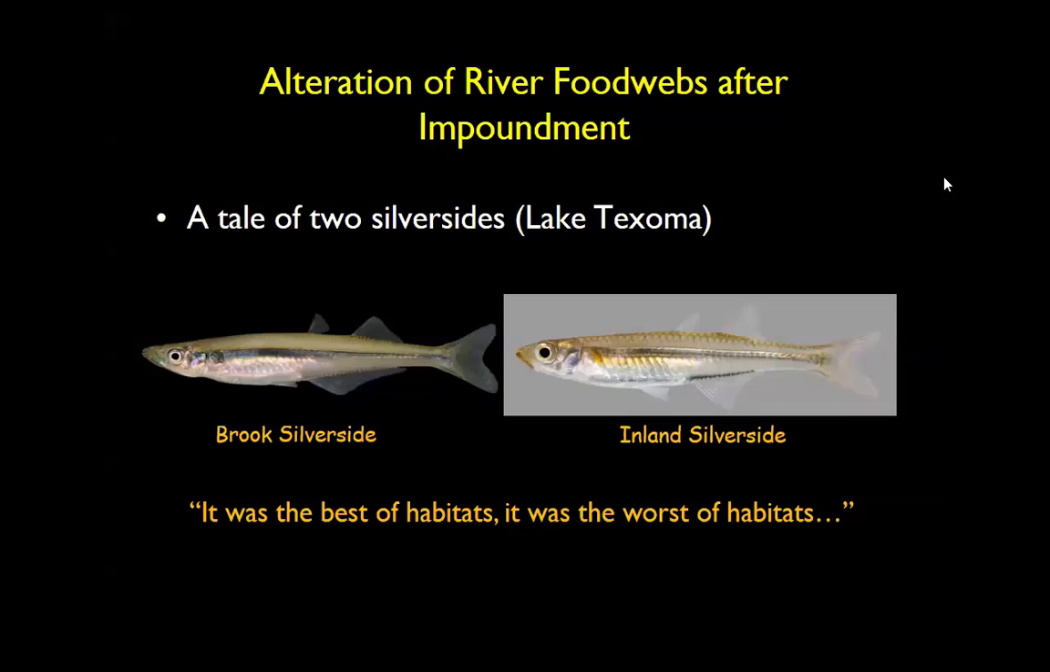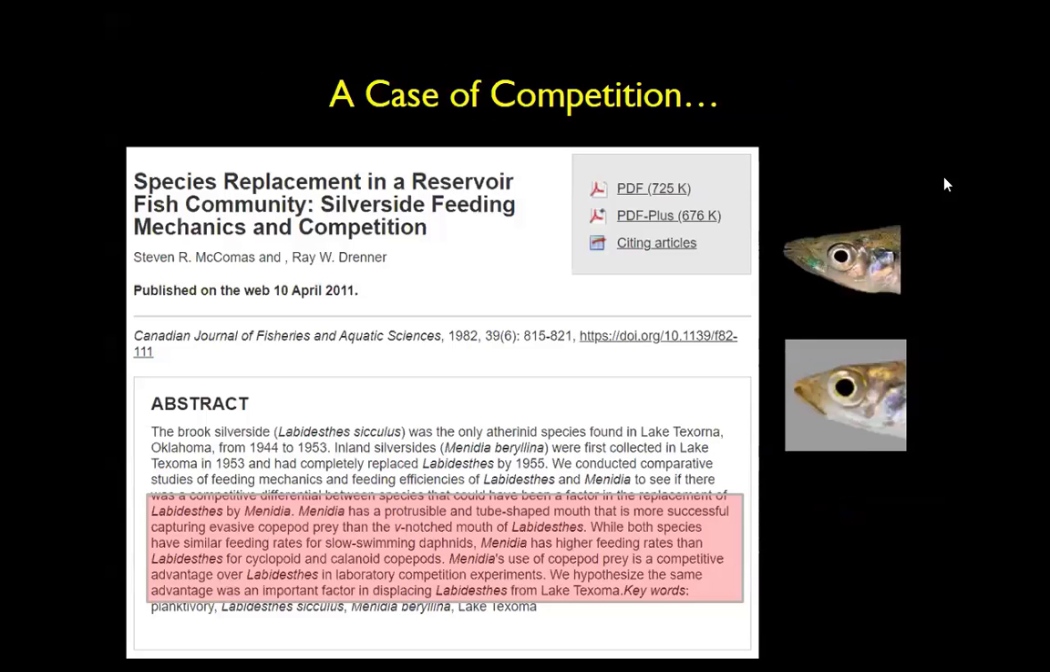After that happened, the brook silverside went away, wasn't seen much at all, just got mad and was like, I'm out. This food web looks totally different. And so there was a study that kind of asked the question, like, why is it that the inland silverside overtook the brook silverside? And essentially, it came down to competition.